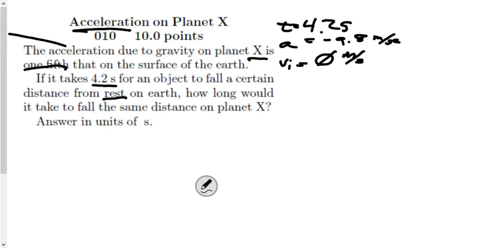So our first step in this problem, step number 1, I'm going to do a 1 with a circle around it, is we need to figure out how far this object is going to fall on Earth. So we are going to do xf equals question mark.